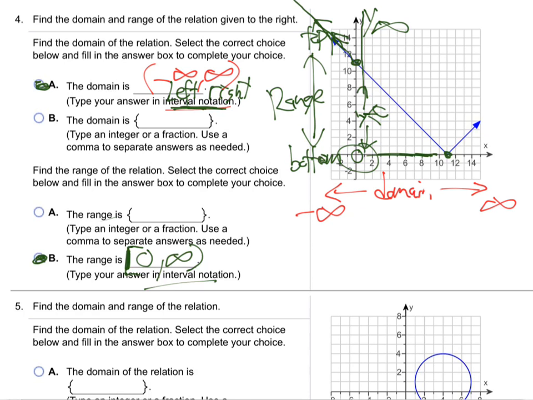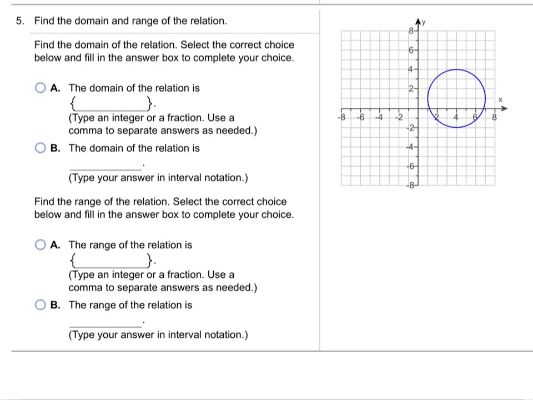We good on that? So domain: left edge, right edge. Range: bottom, top of the graph. Let's circle. So start with the domain. The domain is the width. The domain is left edge, right edge. So what's the furthest point left on the x-axis? You're using the x-axis like a yardstick.